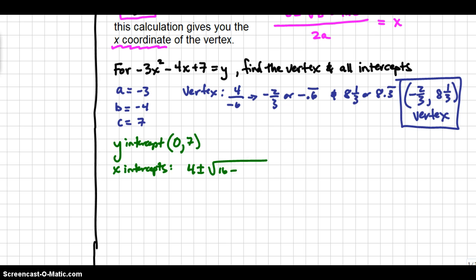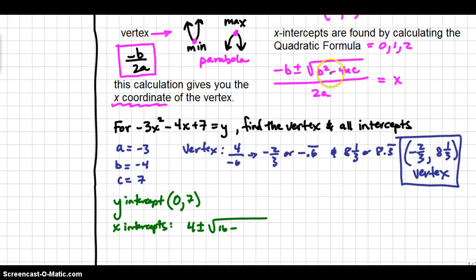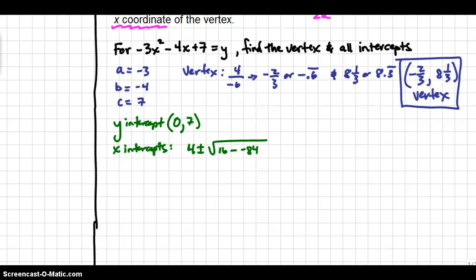From the formula, right here, this is a spot where kids tend to make mistakes. That is a subtraction sign, not a negative 4. So leave it as minus and calculate 4 times a times c. 4 times negative 3 times 7 is negative 84. I will be subtracting a negative later, and that means I'll simply be adding. And then on the bottom I do 2 times a. 2 times negative 3 is negative 6.